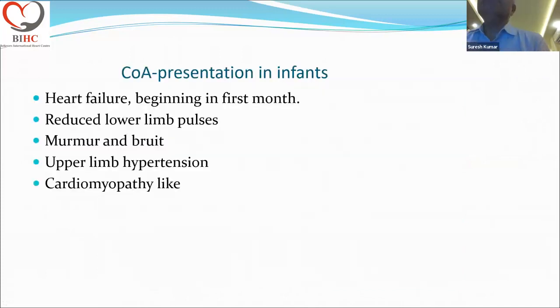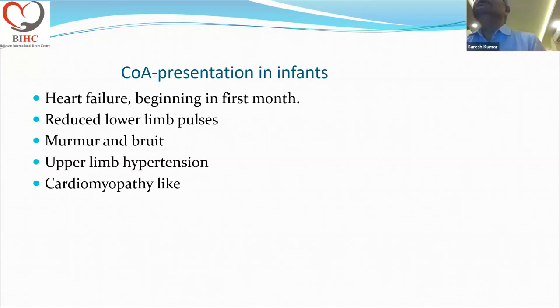In older infants, coarctation can present with heart failure beginning in the first month. A pediatrician might notice that the pulses are weak in the lower limbs. The pediatrician may pick up the murmur or a bruit in the back. Upper limb hypertension we have already mentioned. Or the baby may present with congestive heart failure.